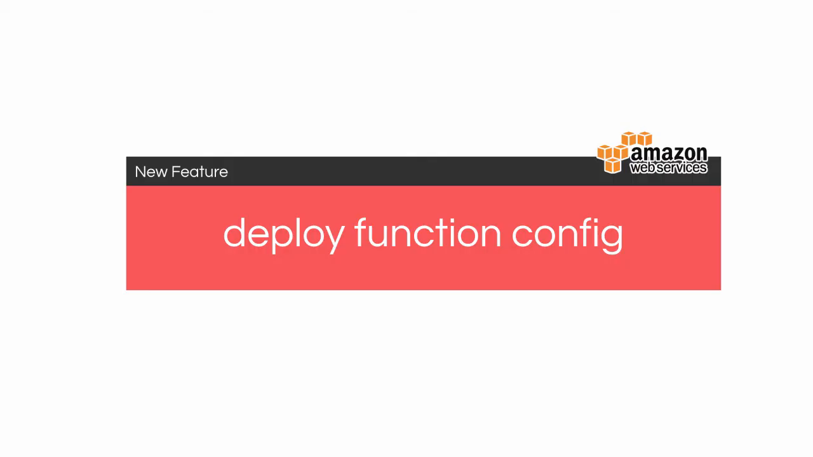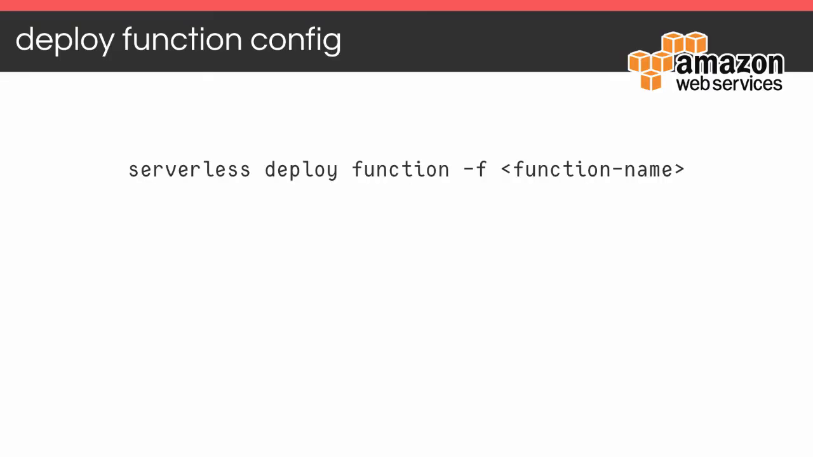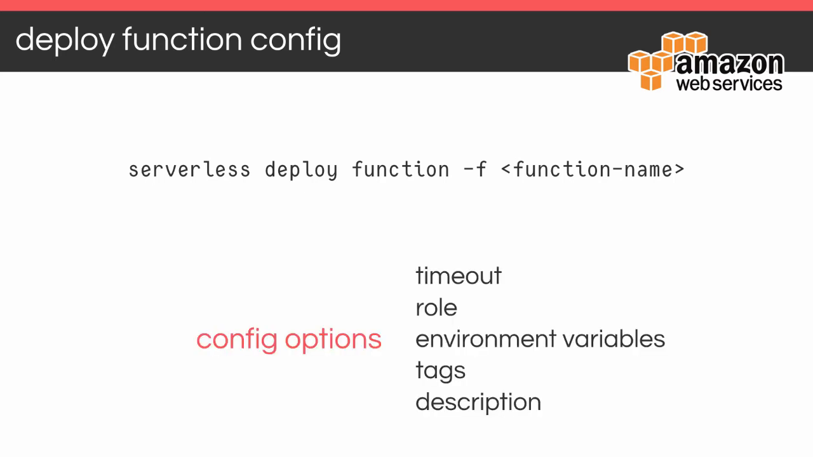Another new feature for AWS users is an enhancement to the deploy function CLI command, and that adds the ability to also deploy function configuration instead of just the code. Previously, when you would run serverless deploy function, it would only deploy the code. It would zip it up and it would just deploy the zip out. But now it will deploy the code and it will also deploy new configuration options, such as timeout, role. These are just some examples, but basically any of the configuration that you have in your serverless YAML for functions, it will update those as well as the code.